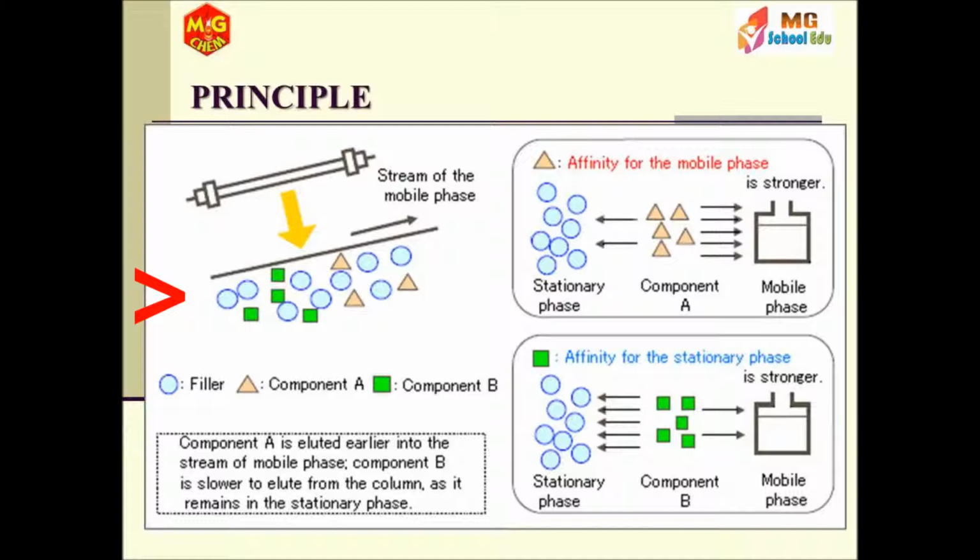Separation of components depends on relative affinity towards mobile phase and stationary phase. Here component A moves faster than component B, because component A has more affinity for the mobile phase. So component A is eluted earlier into the stream of mobile phase, but component B has more affinity towards stationary phase, as it remains in the stationary phase.